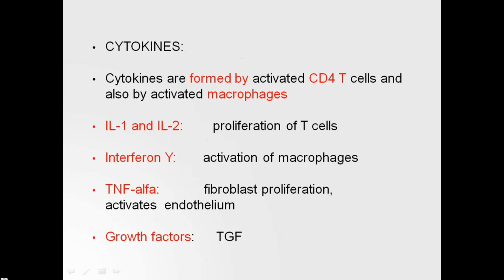Cytokines are formed by activated CD4 T cells and also by activated macrophages. Interleukin 1 and interleukin 2 cause proliferation of T cells, interferon gamma causes activation of macrophages, and tumor necrosis factor alpha causes fibroblast proliferation and activates endothelium. Growth factors such as transforming growth factor are also activated.